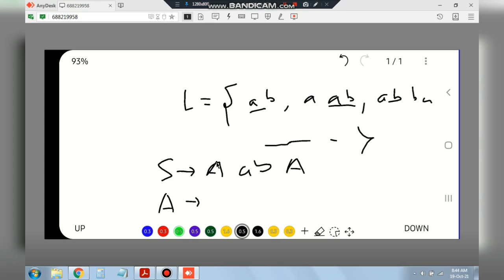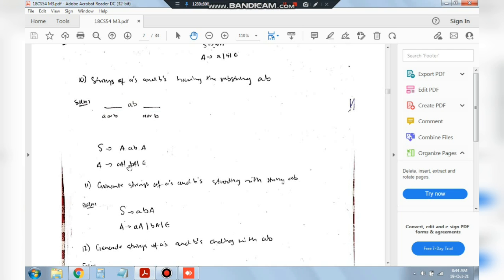And what are the possibilities of A? A can be either epsilon, or A can be either AA or BA, right? These are three possibilities of A, right? Either I can have A to continue, I have written capital A also. Same thing I can have with B also. In both places I can replace with either A or B, right? So it can be either epsilon also. So these are the two things which I have to write for this question. Okay, this is the context free grammar.